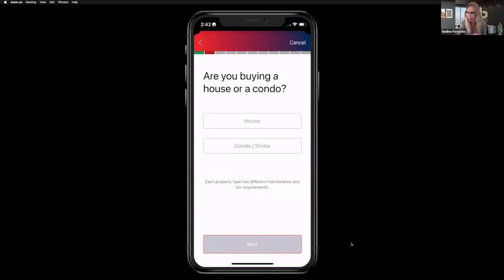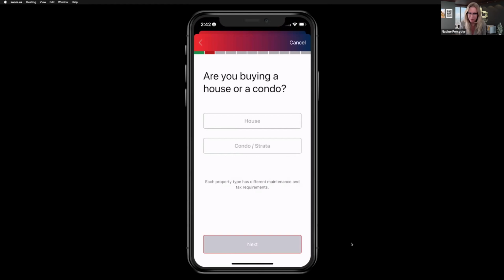As you and I know, and mortgage professionals know, there's different maintenance and tax requirements for condos versus houses. There's also different rental requirements, but your consumer at home on the couch using the app may not know that. So the app is designed to take that into consideration in the calculations. If you're buying a house, there's 3 rental options: owner occupied, partially rented, or fully rented. And of course, condo only has the option of fully owner occupied or fully rented.